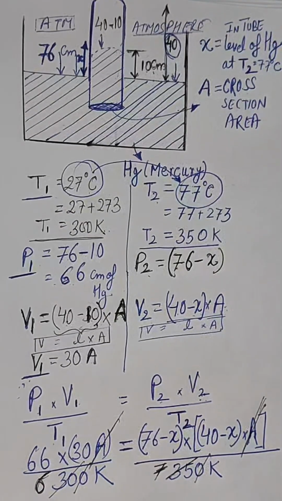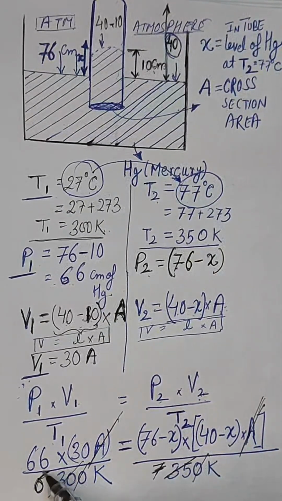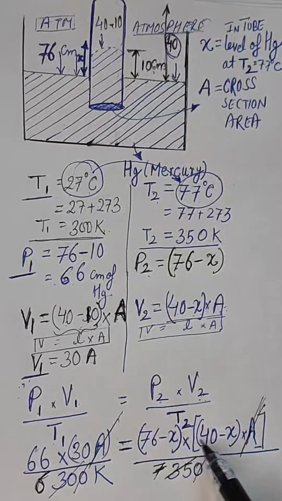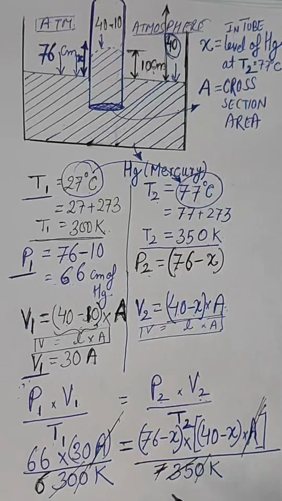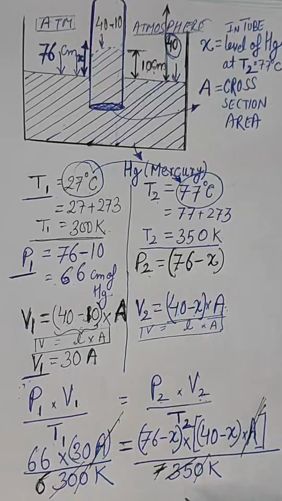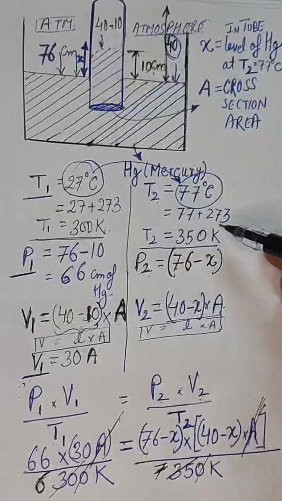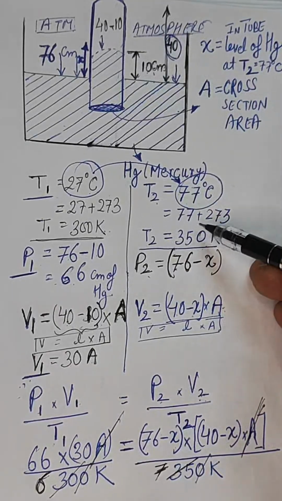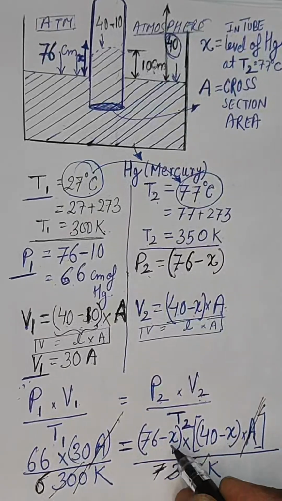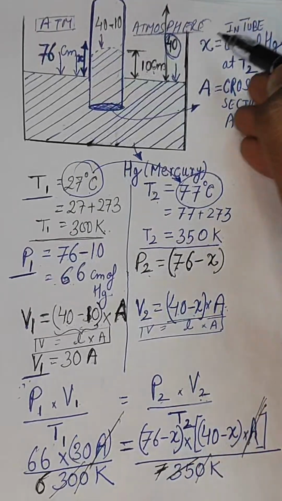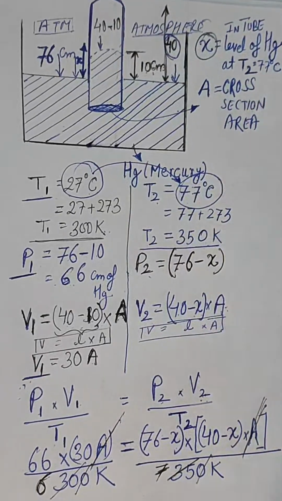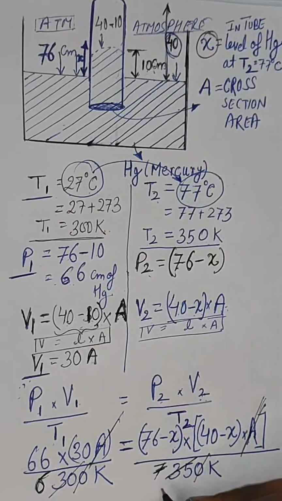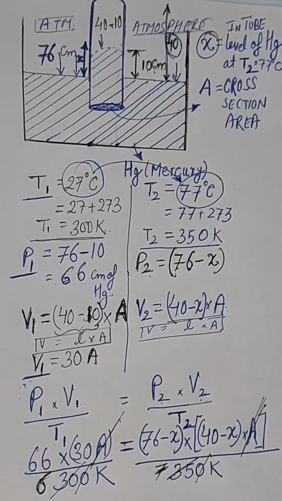Now, this will give you an equation in x. Just solve to get the value of x. So that is the required length of the mercury, because at the temperature T2, 77 degrees centigrade or 350 K, this value of x, the level of Hg in the tube at T2, will be your answer. And this you can just solve, my dear friends.